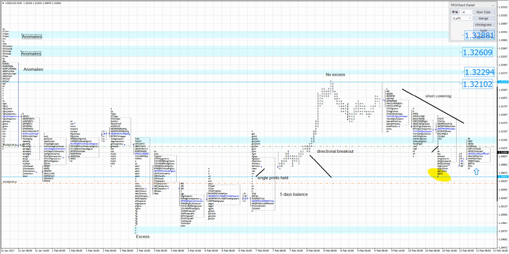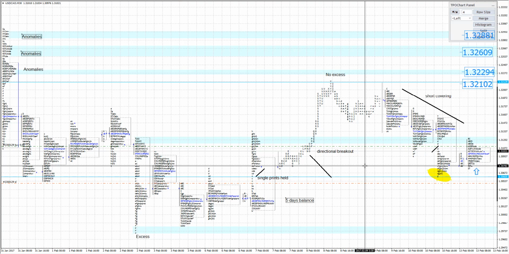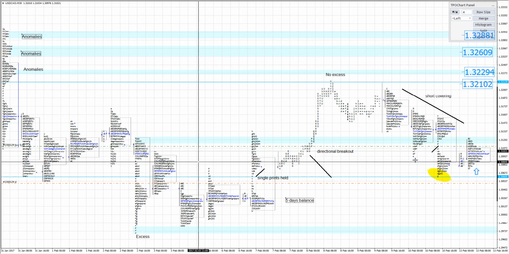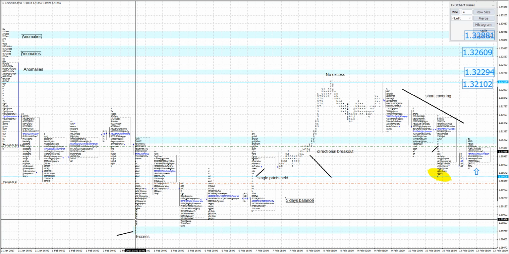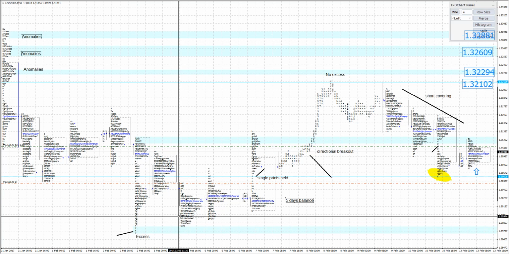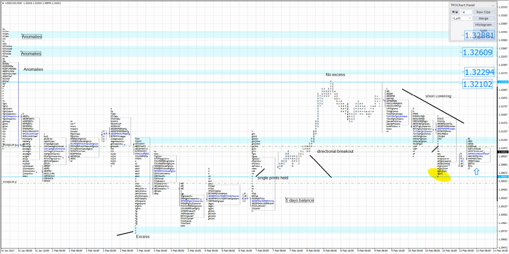For example, I found that there are 5 days of balance. When I say something like this, I'm very interested to watch how it will develop, because it's very important. Also, watch this. We have F prints here, about 4 F prints. This is excess on the low, so they mark a potential auction lower. It seems that the market found buyers, and that this excess marked the auction finished on the downside, in my opinion, at this area here.